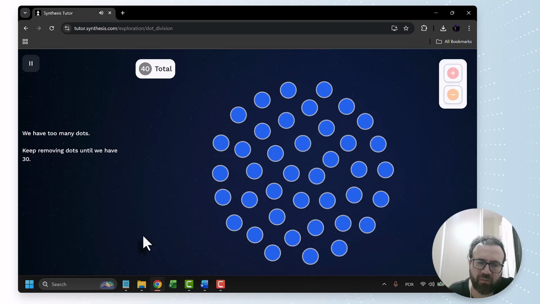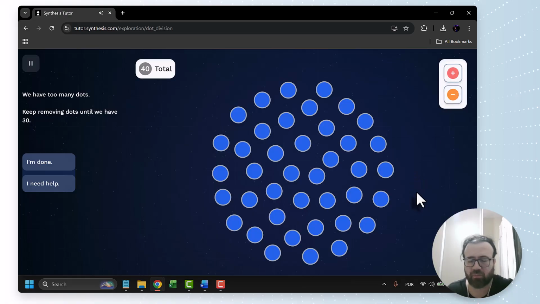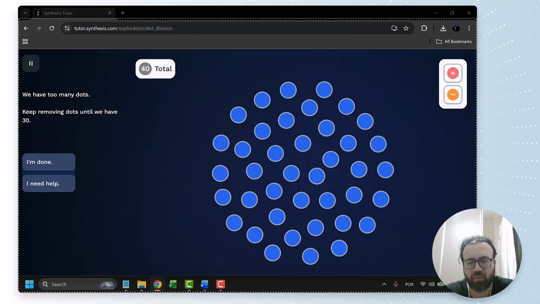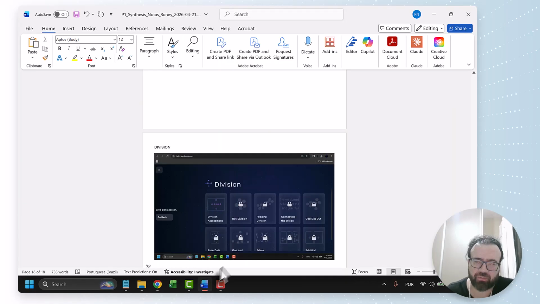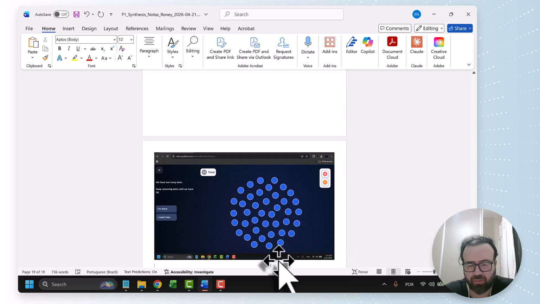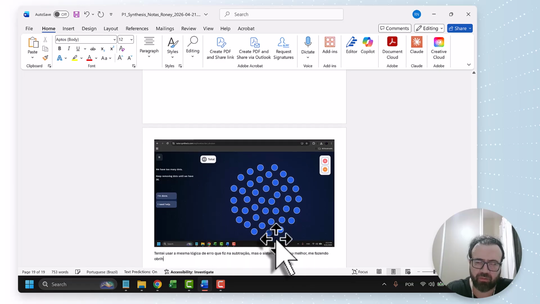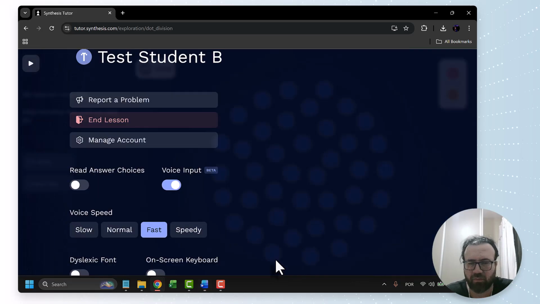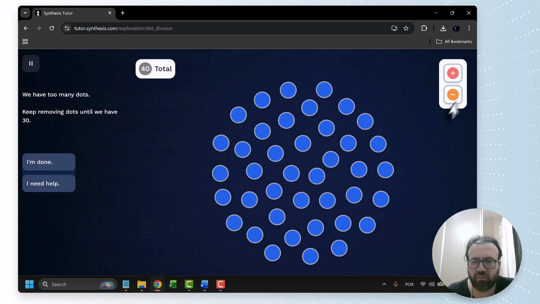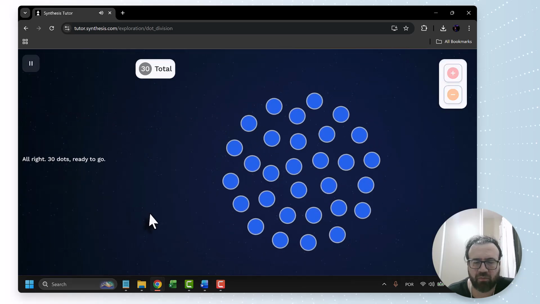We have too many dots. Keep removing dots until we have 30. All right, 30 dots, ready to go.